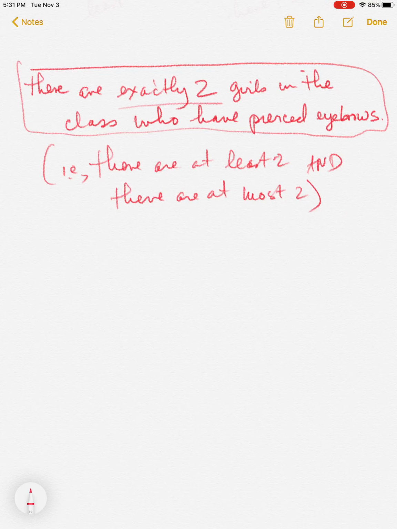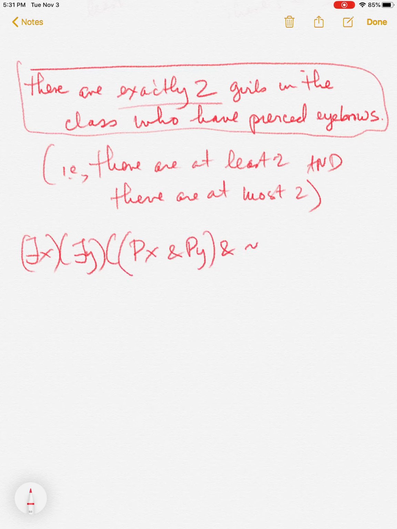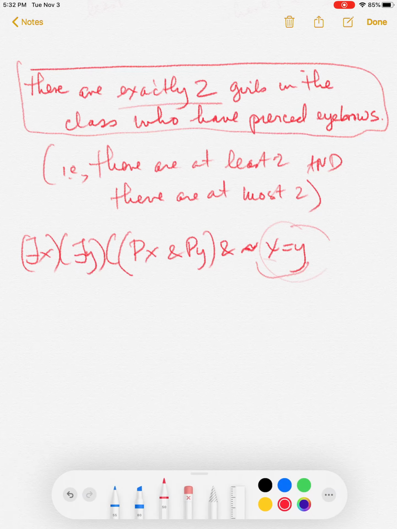So we know how to say there's at least 2, right? We'd say there's X and there's Y. And remember, the universe of discourse is girls in the class, right? And X has a pierced eyebrow, and Y has a pierced eyebrow, and they're different from one another. And by the way, once again, I don't need any parentheses around this identity formula, because if you think about the formation rules for PL, if you've got something that's a formula, which this is, then you can stick a negation sign in front of it, which is exactly what we do. So you don't need parentheses there.